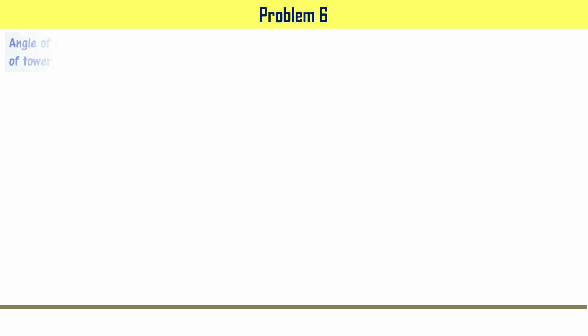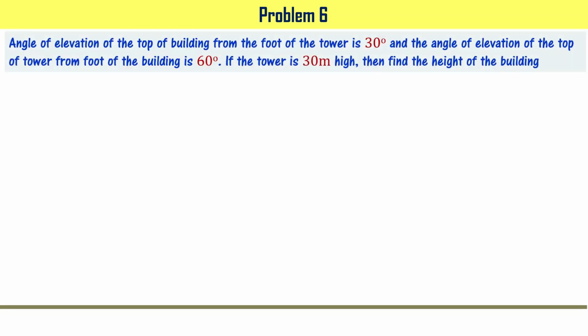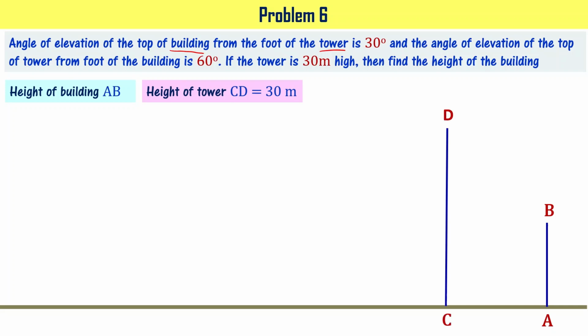The next problem is the angle of elevation of the top of the building from foot of the tower is 30 degrees and the angle of elevation of top of the tower from foot of the building is 60 degrees. If the tower is 30 meters high, then find the height of the building. You see from this particular problem statement, you have a building and you have a tower, right? Let's say that AB denotes height of the building. Height of the tower is denoted using line CD, that is 30 meters.